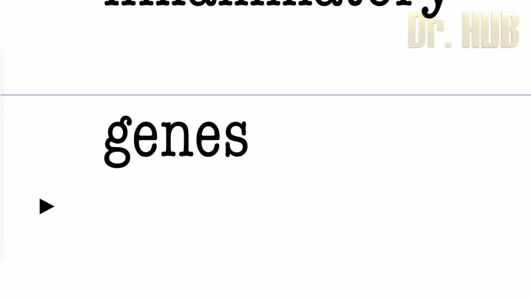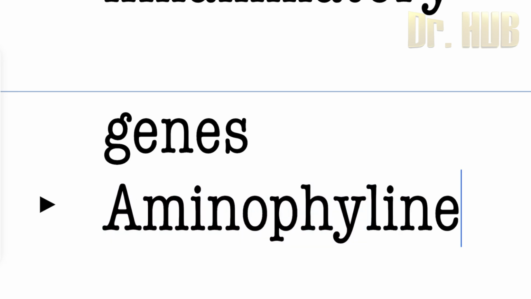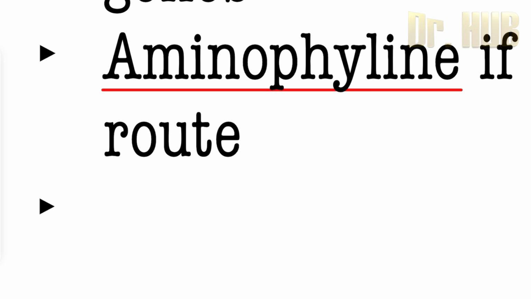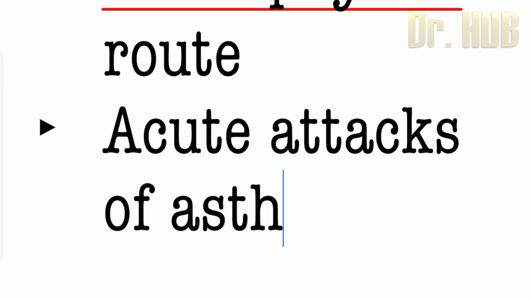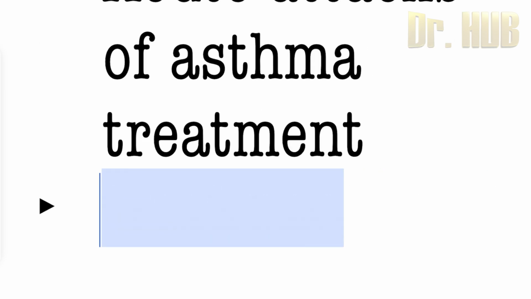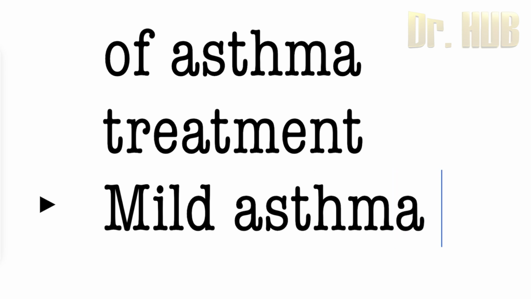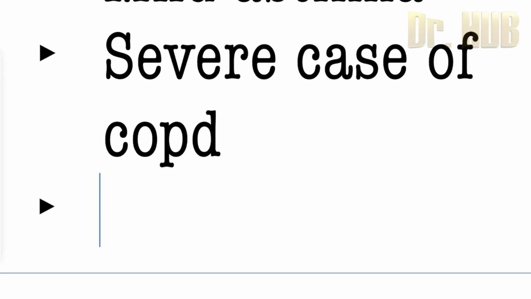Now, what are the uses and adverse effects? Aminophylline is given via the IV route, and it is used to treat acute attacks of asthma. Theophylline is used for mild asthma as well, and also in cases of severe COPD.